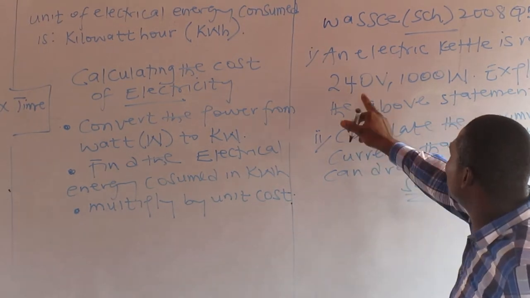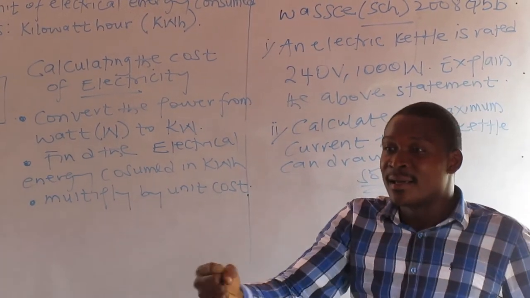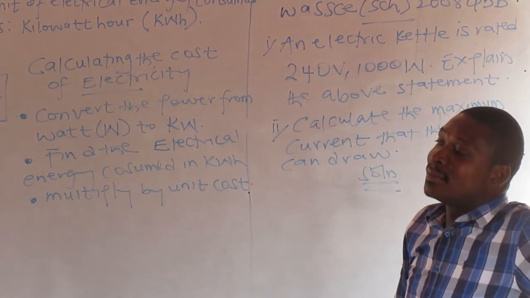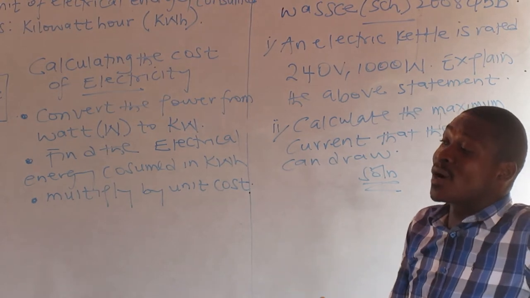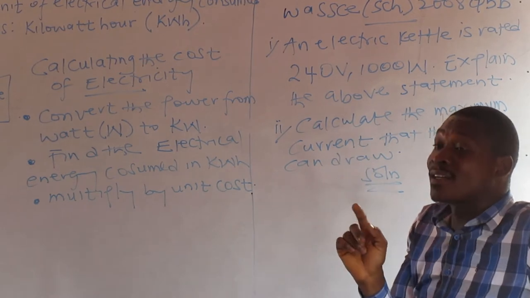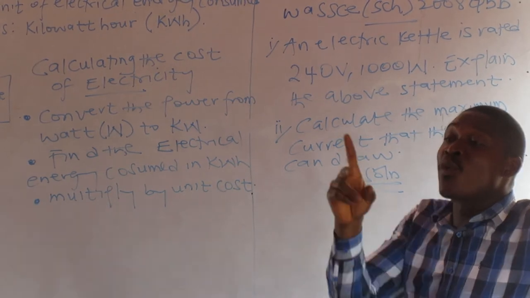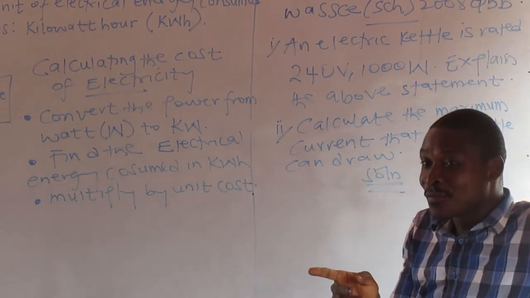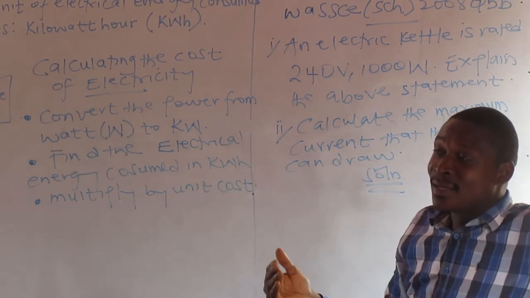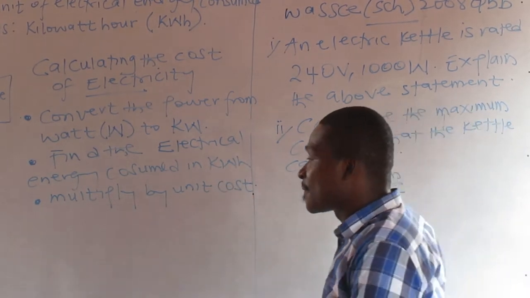An electric kettle is rated 240 volts, 1000 watts. Explain the meaning. An electric kettle, which is used in heating water, is rated 240 volts, 1000 watts. It means the power that the kettle can draw is 1000 watts, using a voltage of 240 volts. Or if you say power is energy over time, you can also say that 1000 joules of energy is consumed in 1 second, using 240 volts. Take note. But it's very easy to go this way: the power that the kettle consumes is 1000 watts with a voltage of 240. Are you okay? So let's see the answer to this.